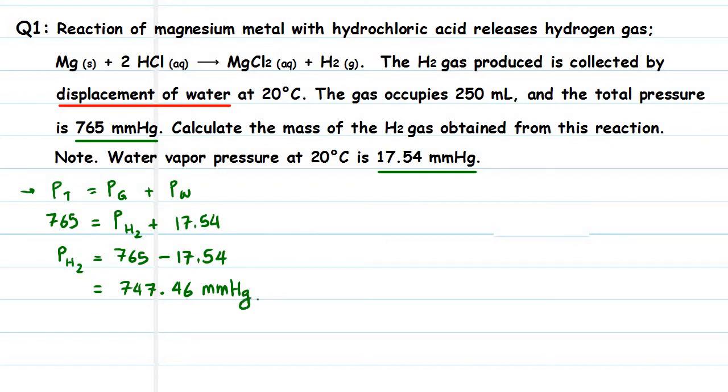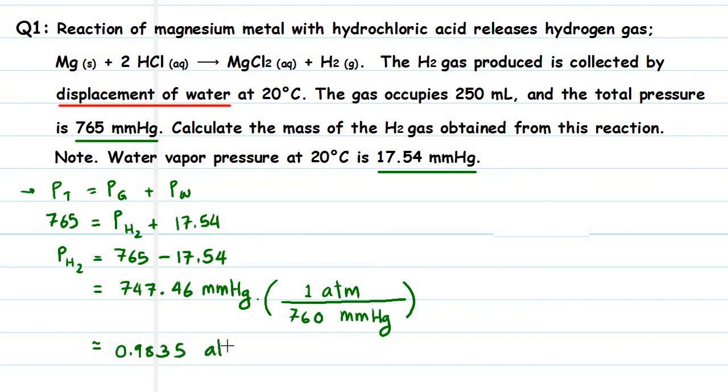But we know that the unit of gas pressure is usually atm, so we can convert that into atm. And this is the conversion: 1 atm equals 760 mmHg, and that should give us 0.9835 atm.